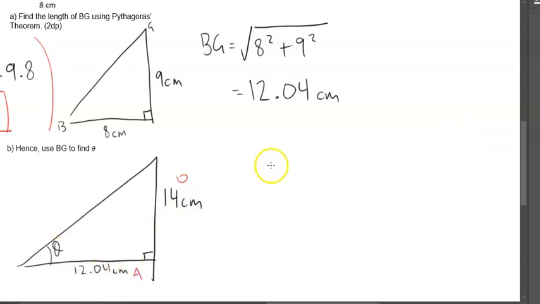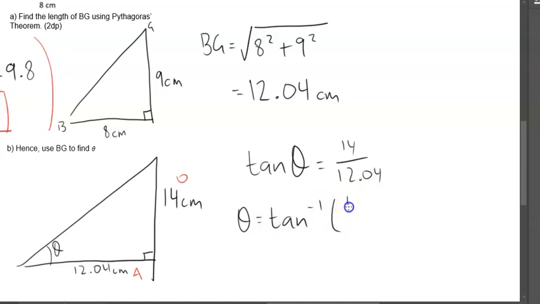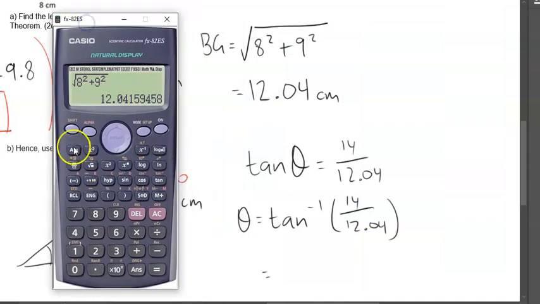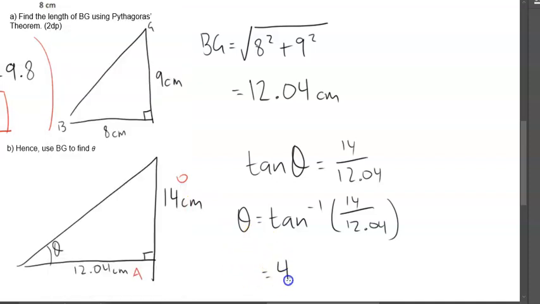We're going to be using tan inverse. So tan of this angle is equal to 14 over 12.04. Or in other words, theta is equal to tan inverse of 14 over 12.04. Remember that 12.04 we found by using Pythag. Pop this into the calculator, 14 over 12.04, and we're getting 49.30. And this is an angle, so it's degrees. And there's our final solution.